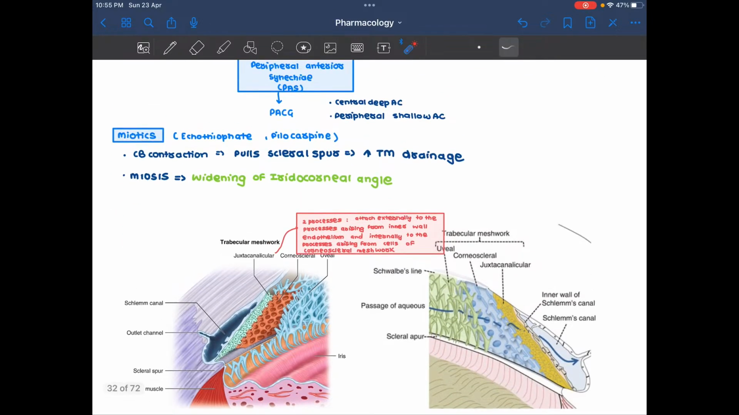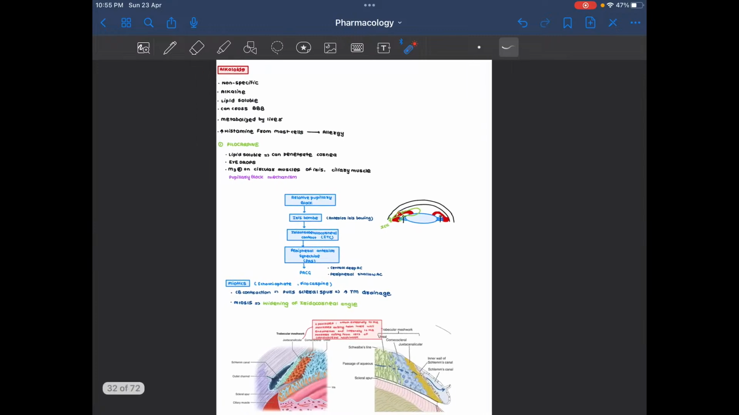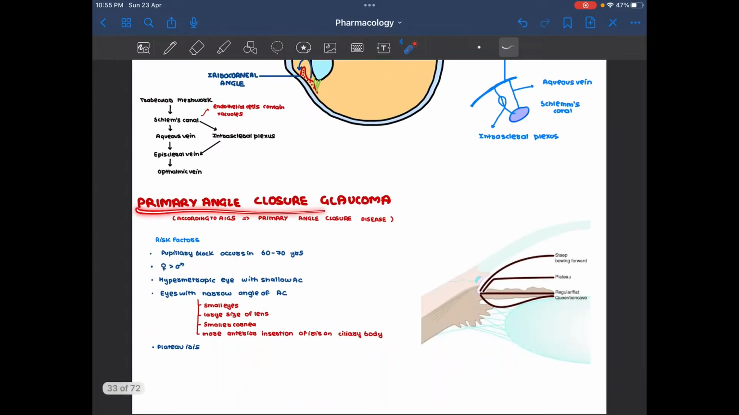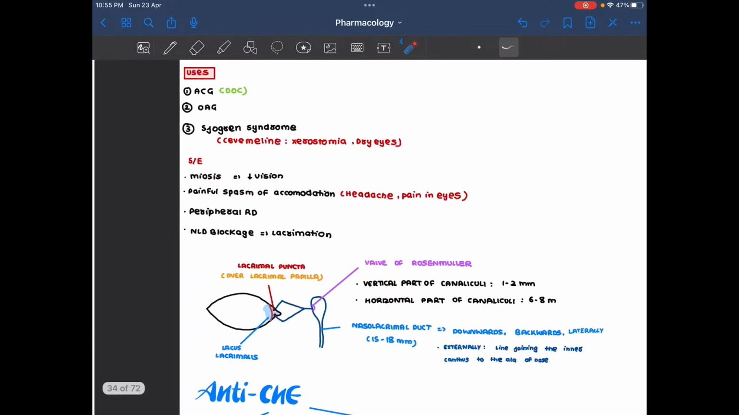Okay, so this is what I was talking to you guys about. We have something known as the trabecular meshwork. It's going to empty into the Schlemm's canal, and then we have the outlet channel, the aqueous vein, ultimately into the episcleral vein and the ophthalmic vein. That's how our aqueous humor reabsorption happens. And where is the aqueous humor secreted from? It's mainly secreted from the ciliary bodies. All right. So this is what I was talking about: primary angle closure glaucoma, and in this we can give this.